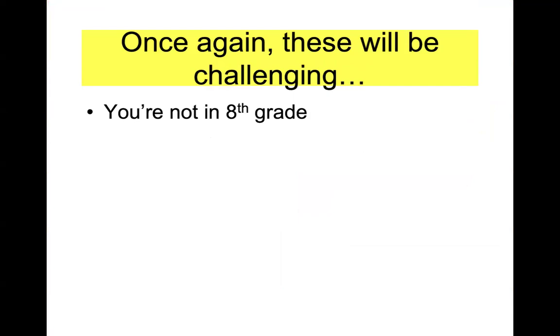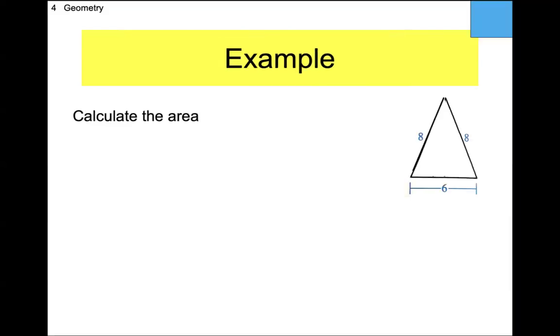Okay. Once again, an 8th grade example of area of a triangle is pretty straightforward, but we're going to get a more high school level example of this. All right, so it says calculate the area. It's obviously a triangle. It's got 3 sides. I need base times height divided by 2. Clearly from the picture, the 2 sides are equal, so it's isosceles.